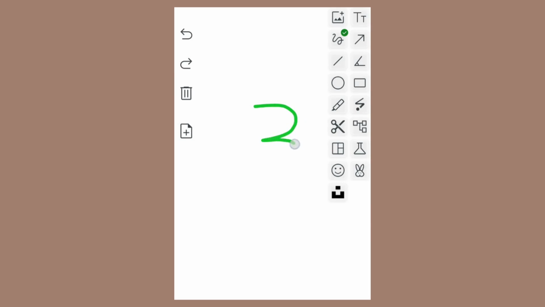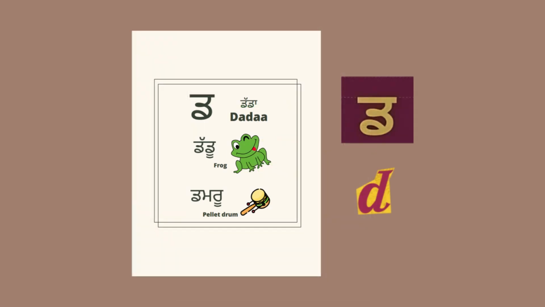Now, instead of curving, let's say we put a little circle at the bottom, just like we write the alphabet D in English. Then we get the Gurmukhi letter D, similar to the one in English. D for dance, D for dinner, D for damru.